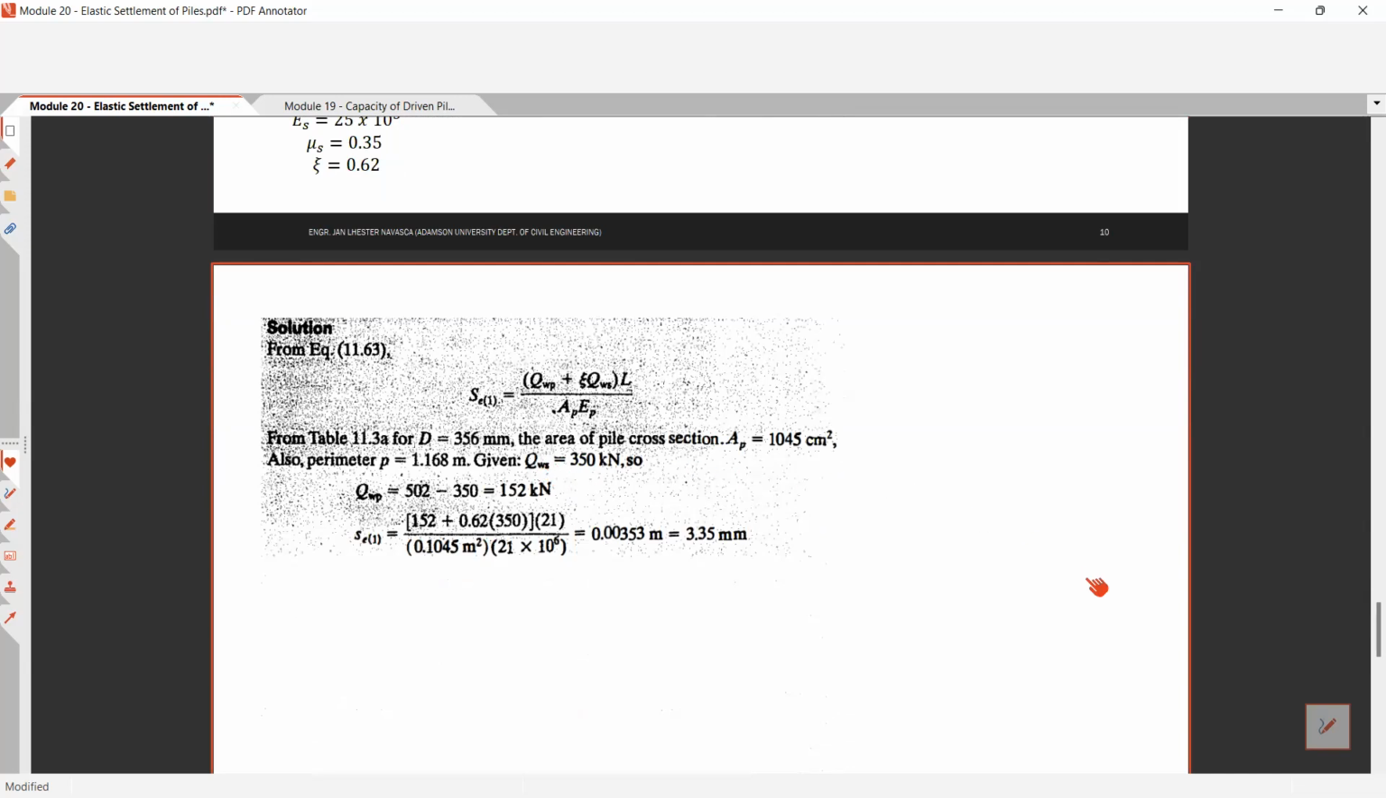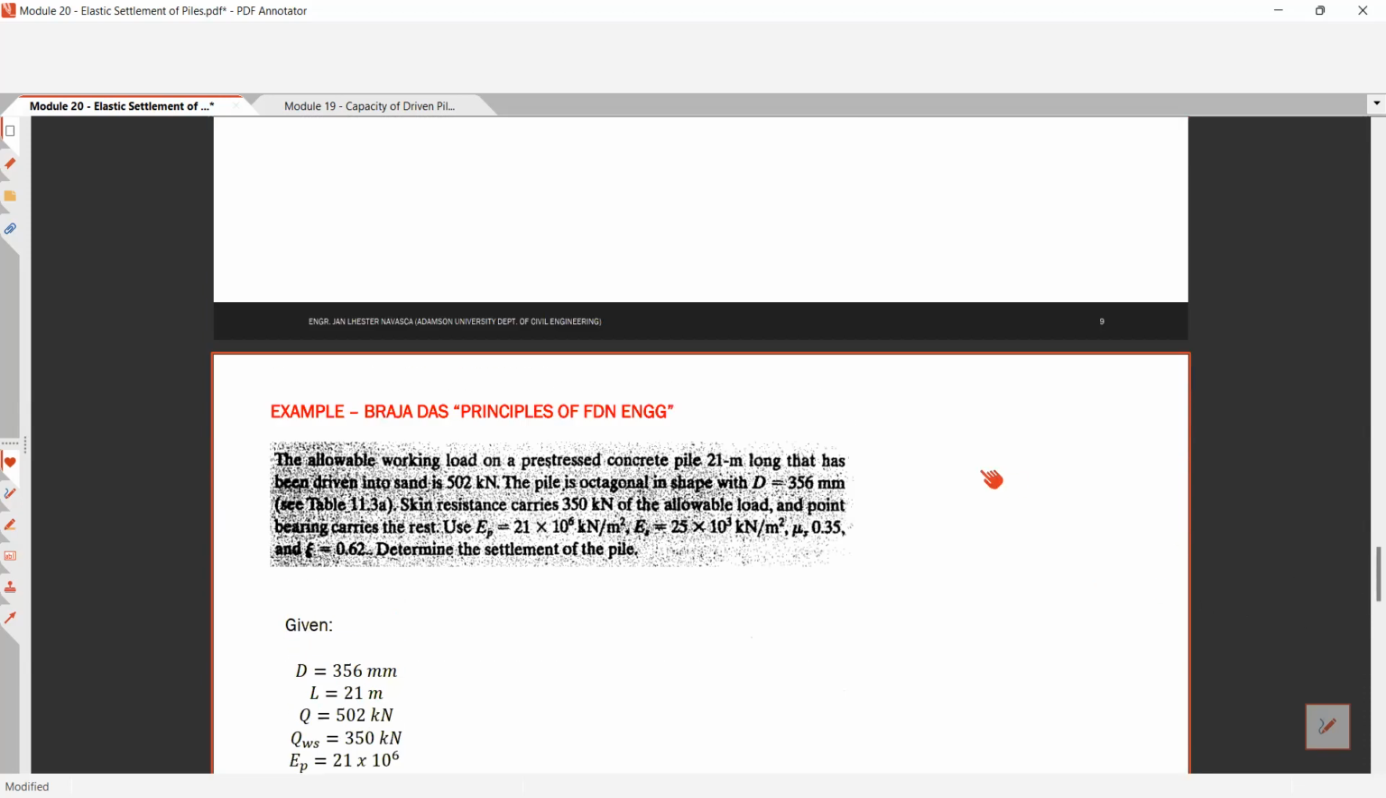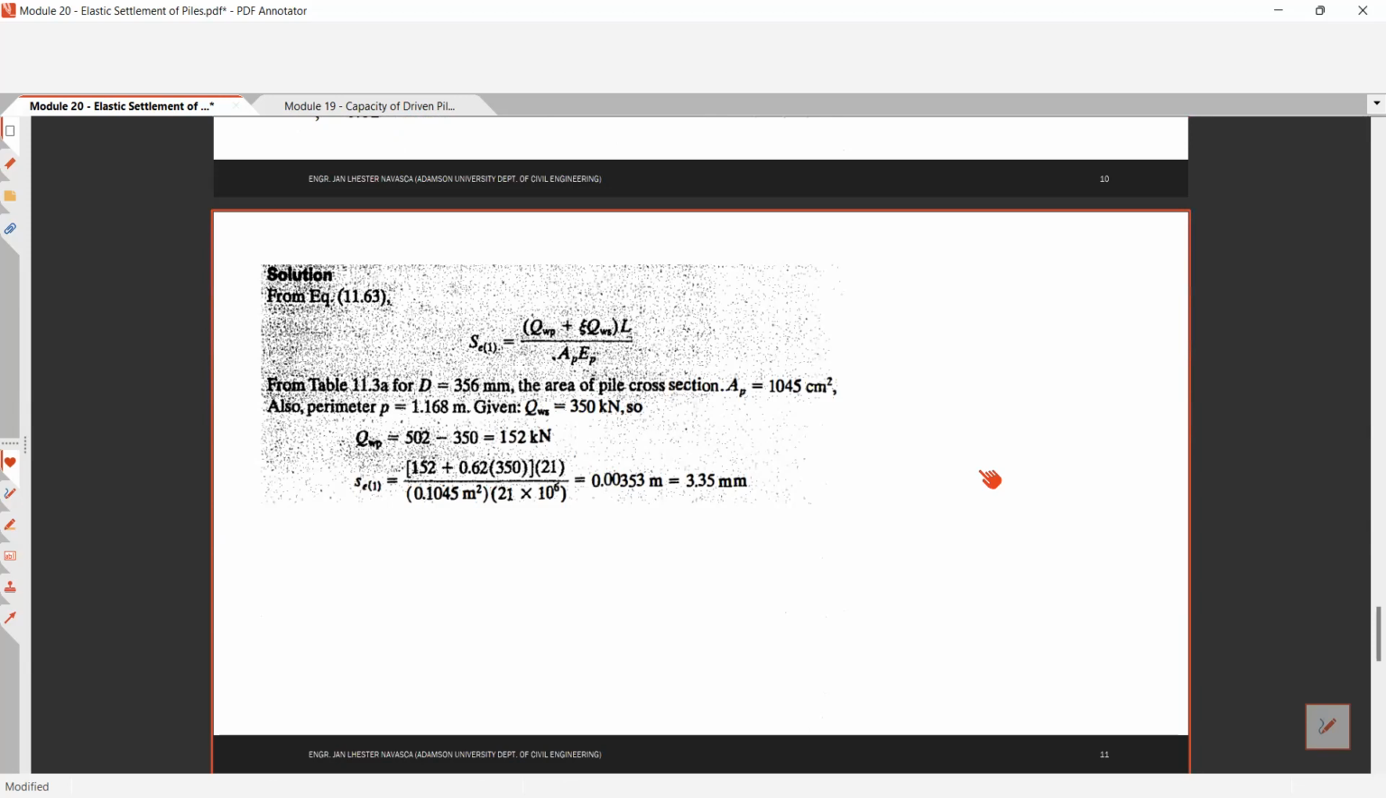Let us go back to the working equation natin. Di ba the total settlement is basically SE1 plus SE2 plus SE3? So kailangan natin hanapin isa-isa yung SE1, SE2, SE3. For the SE1, we have this formula, parang PL over AE, that is your Q sub WP and your QWS. Since yung allowable working load mo is 502 kilonewton, and according to the problem, 350 kilonewton comes from the skin friction, the rest, which is equivalent to 152, is your end bearing force, yung Q-tip.